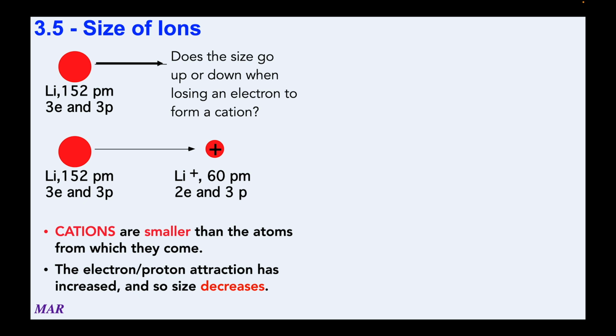Cations are always smaller than the atoms from which they came. You have more protons able to hold on to those electrons, so those electrons shrink in a little bit. So cations are always smaller than the neutral atoms they come from.